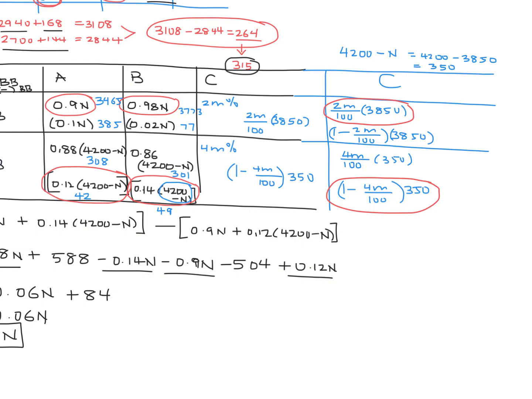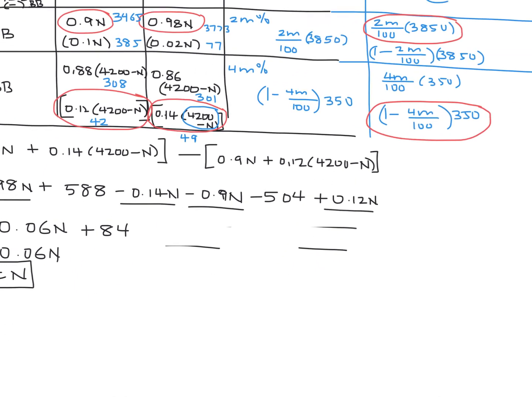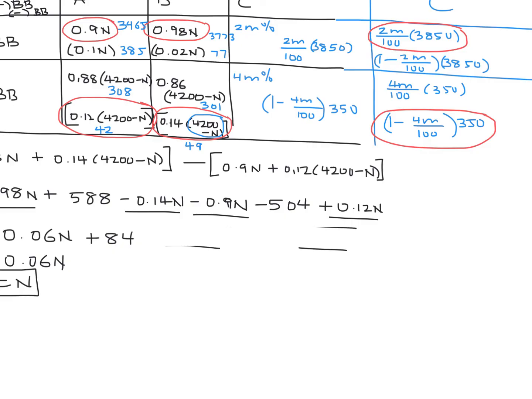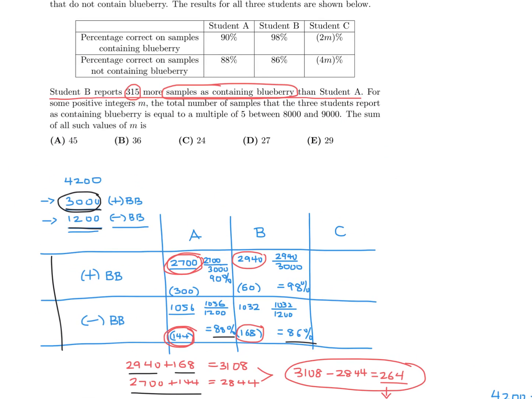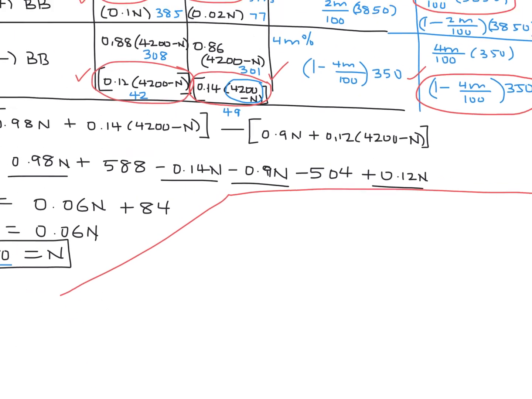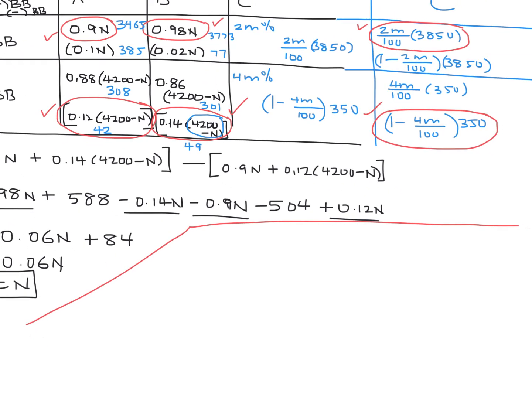The final step is adding up all these guys. This one, this one, this one, this one, this one, and that one. That represents the total. The total number of samples that the 3 students report as containing blueberry. Okay? That is the total. So let's do that.